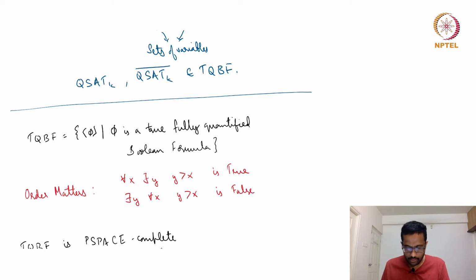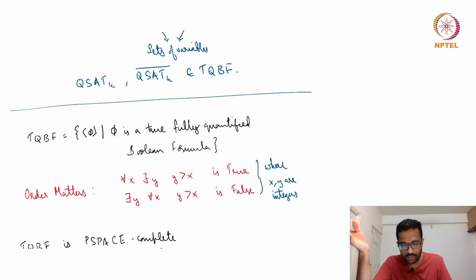And I have said this before, I will say it again: the order of the quantifiers matters. It's not like if you swap the order the meaning is retained. Let's say, for integers, for all x, does there exist a y such that y is greater than x, where x and y are integers? Whatever integer x is, I could pick a y that is bigger than x, right? So the first one is true.